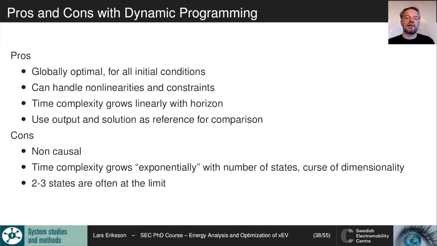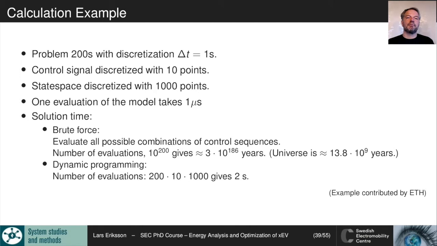To show you a calculation example, we have this following problem with 200 seconds where we have discretized it for 1 second each, so it means that we have 200 time steps. And for the control signal evaluation with dynamic programming, we are making a discretization of the control in 10 points. And then we have a state space discretization with 1000 points. And we say that the evaluation of the mathematical model in a program code for the system takes 1 microsecond to evaluate.